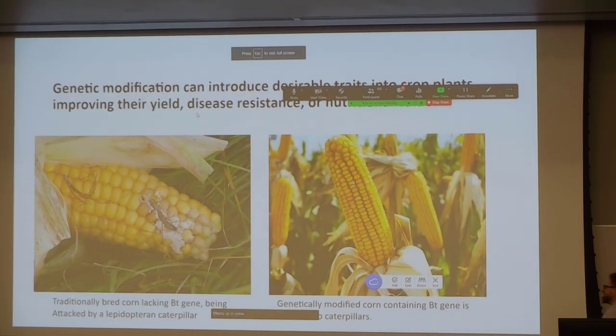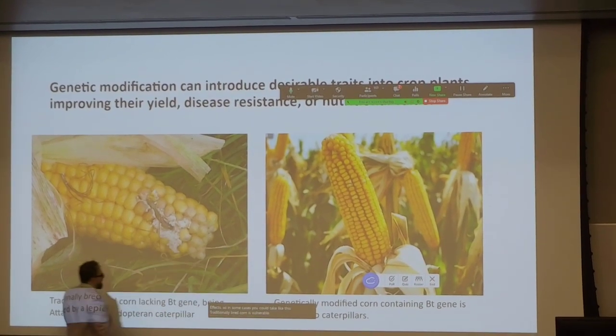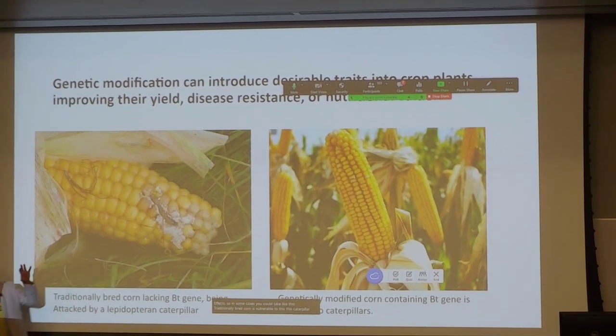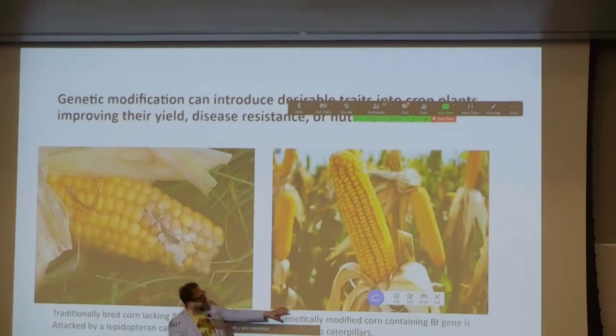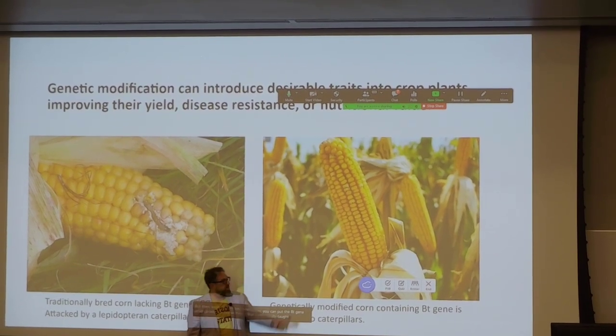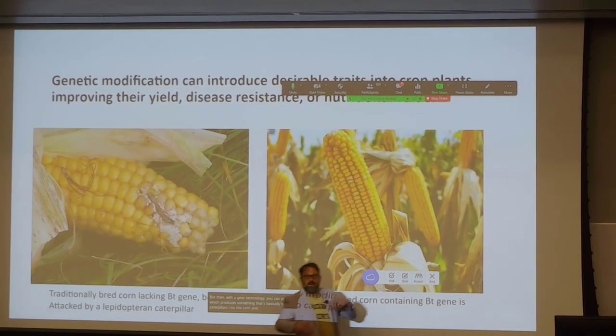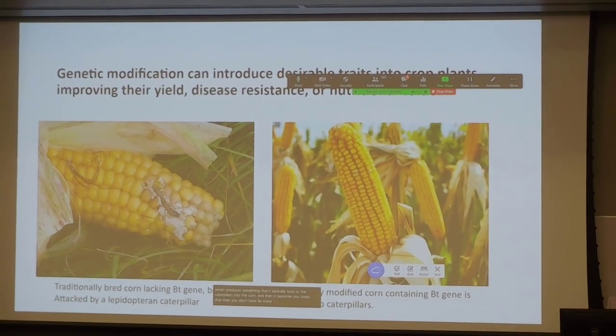So in some cases you could take, like, this traditionally bred corn that is vulnerable to this caterpillar, and this caterpillar can just destroy the corn crop. But then with GMO technology, you could put the BT gene, which produces something that's basically toxic to the caterpillars, in the corn, and then you don't have so many pests eating your corn.